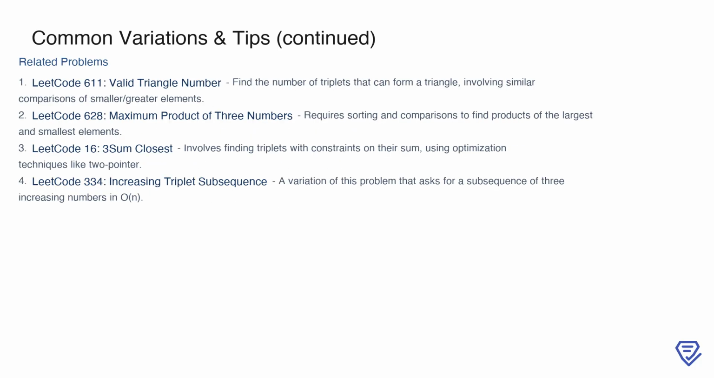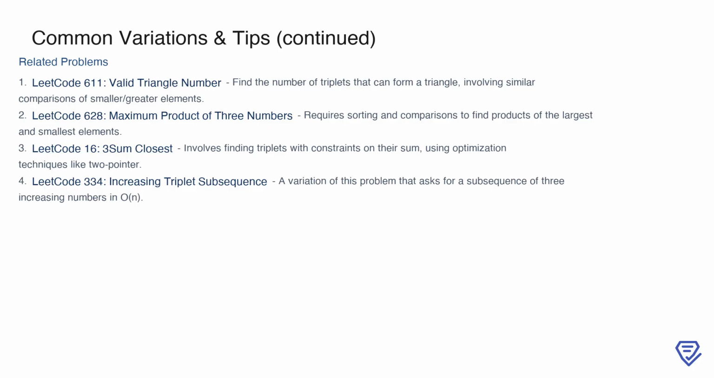This problem also has connections to several related problems, which can provide valuable context and practice. For example, LeetCode 611, Valid Triangle Number, involves finding the number of triplets that can form a triangle, which requires similar comparisons of smaller and greater elements. Another is LeetCode 628, Maximum Product of Three Numbers, where you sort the array to identify the largest and smallest elements for calculating the maximum product.